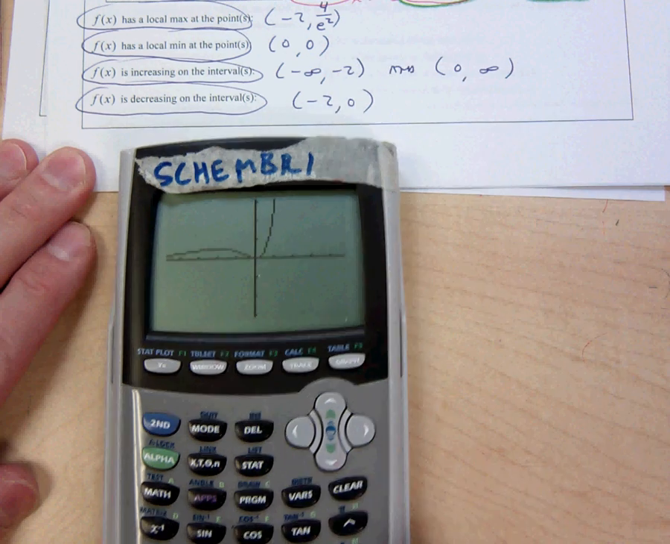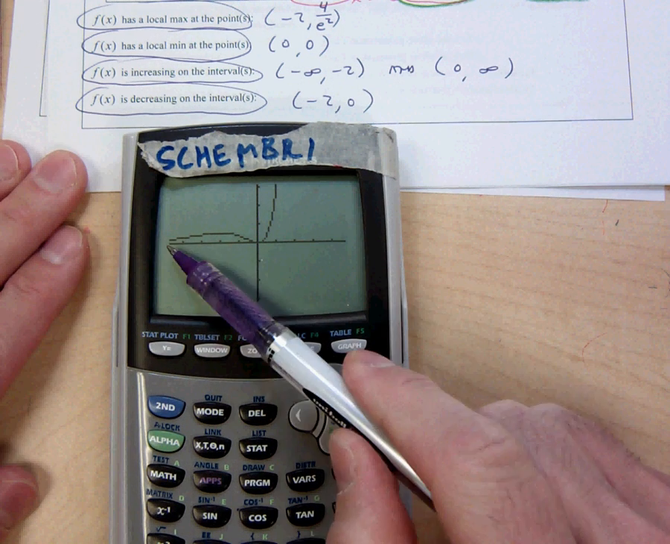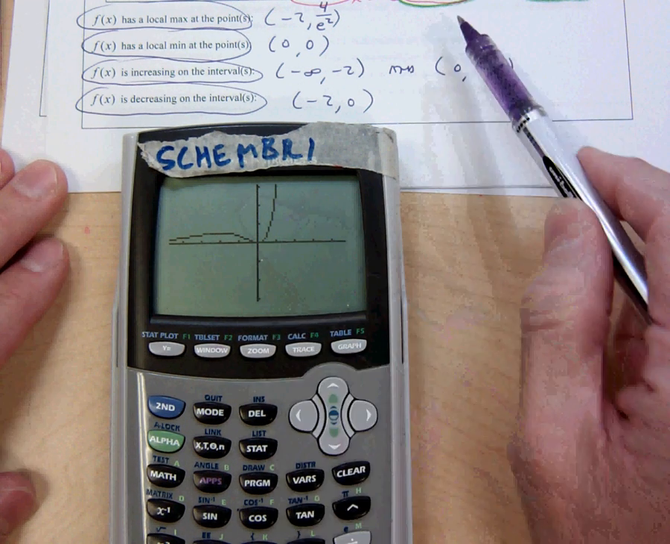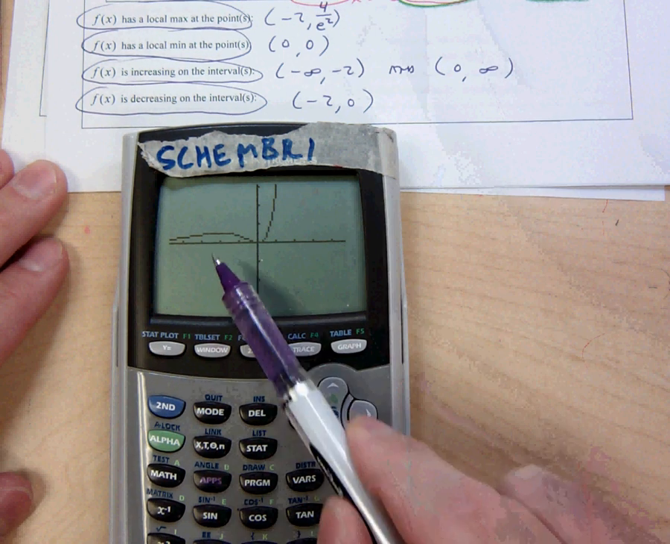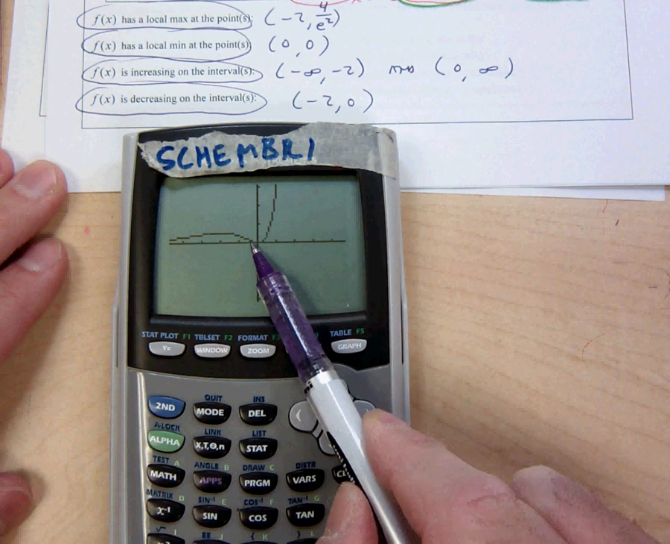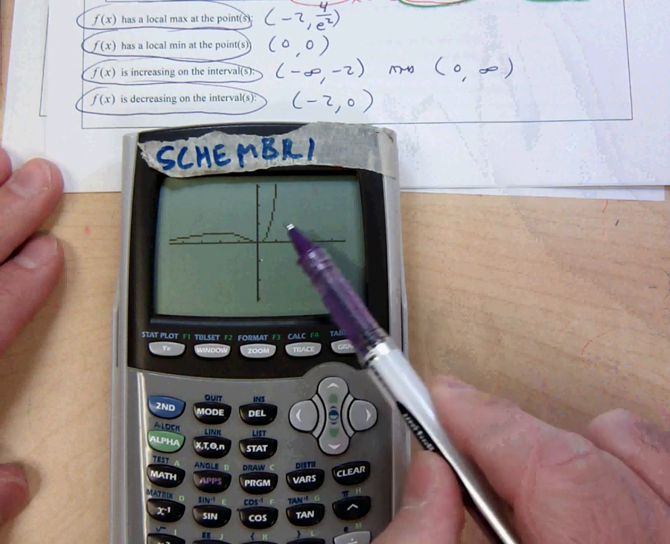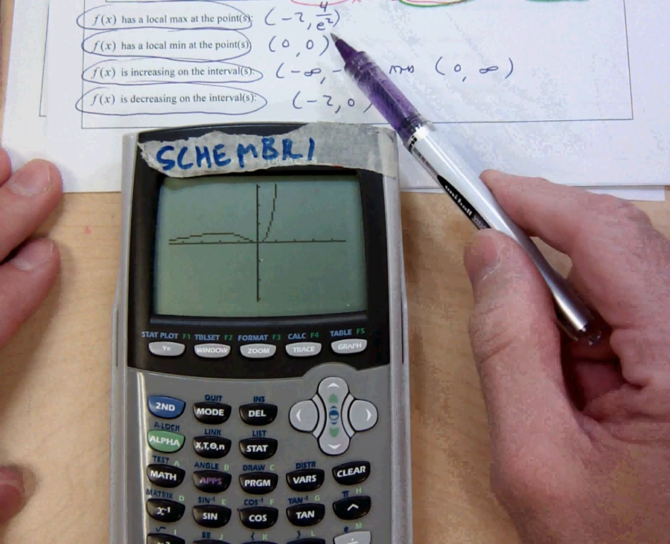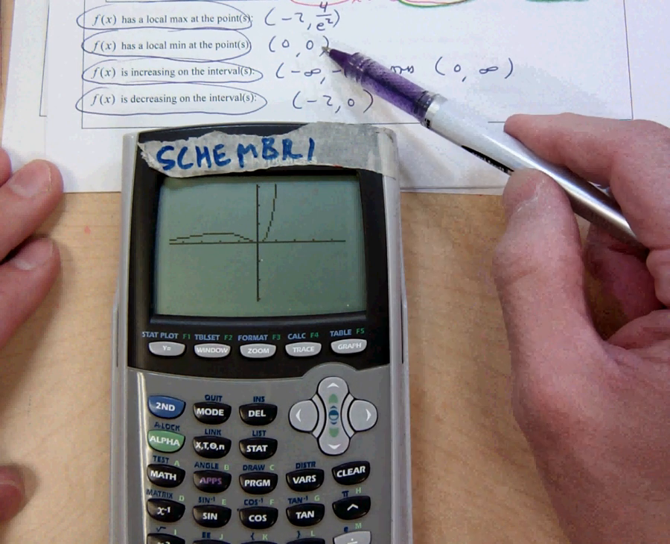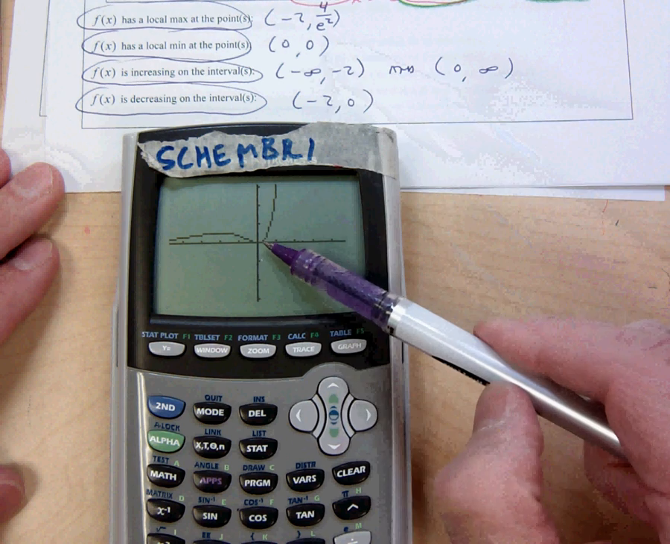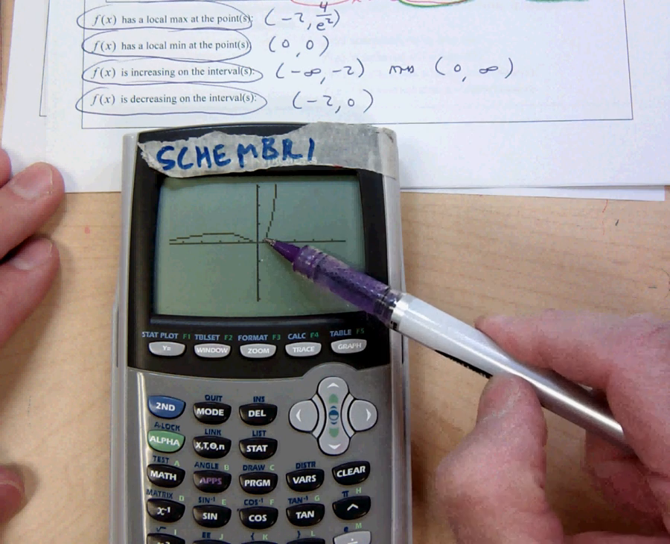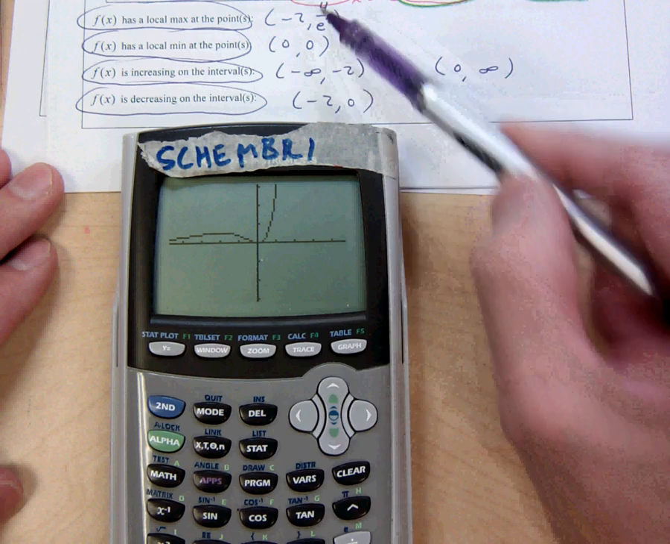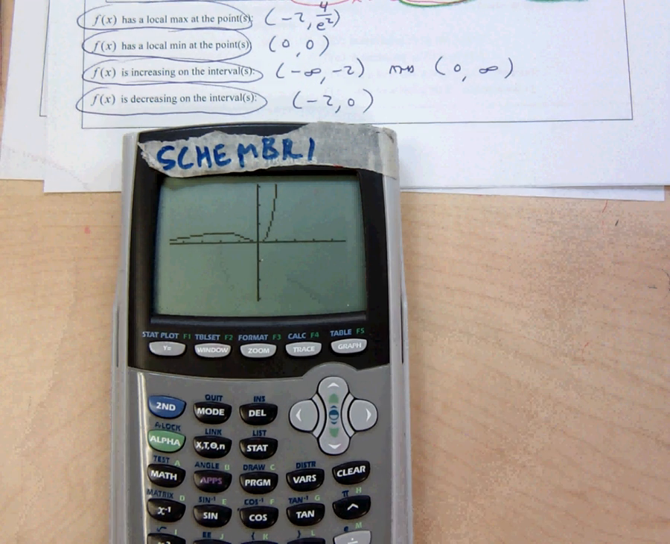Does it look like f is increasing from negative infinity to negative 2? Yes. Does it look like f is decreasing from negative 2 to 0? Yes. Does it look like f is increasing from 0 to infinity? Yes. Does it look like f has a valley, a local minimum at 0, 0? Yes. Does it look like f has a local max, or a hill, at negative 2 comma something? Yes.